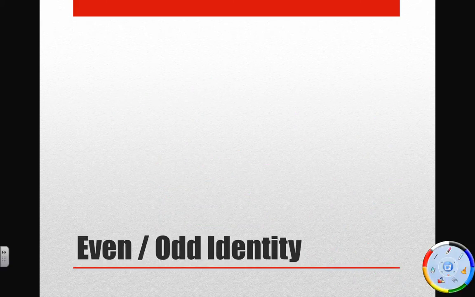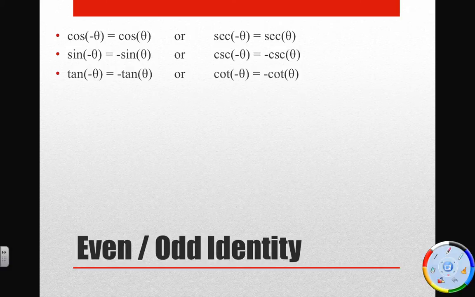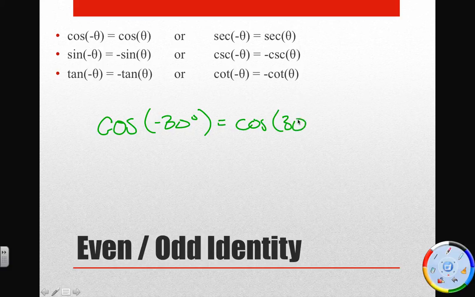Okay. Here's a new identity for us, and I'm just going to briefly go over this one here. These are the even and odd identities. There are 3, basically just mirrored for cosine and secant and sine and cosecant. But what you're going to notice is if I said cosine of the negative angle is actually the same thing as the cosine of the positive angle. So if I said, hey, what is the cosine of negative 30 degrees? Oh, well, this identity says that it's actually just the same thing as the cosine of 30 degrees, which is root 3 over 2.